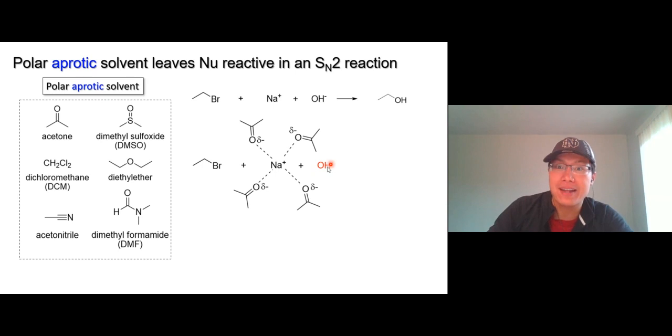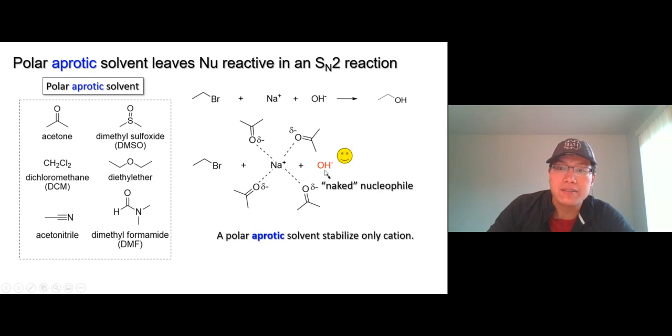Keep the nucleophile reactive, because the reaction will go fast if the nucleophile is reactive, right? And a polar aprotic solvent does just that: it stabilizes only the cation and leaves the anion reactive. So hydroxide still stays reactive and attacks the alkyl halide. So we call it a naked nucleophile. Nothing around it. This solvent leaves the nucleophile alone. It will retain nucleophilicity, and a high-nucleophilicity nucleophile will facilitate an SN2 reaction.